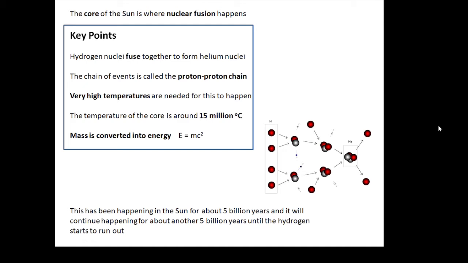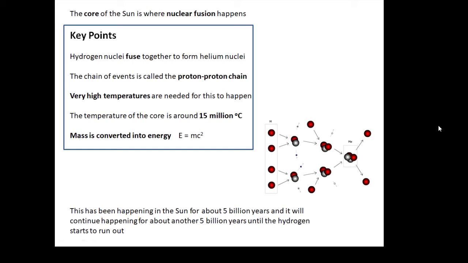The core of the sun is where the interesting stuff happens. This is where nuclear fusion happens. Now, the key things to remember about nuclear fusion. Fusion means joining together. Hydrogen nuclei fuse together to form helium nuclei. The chain of events is called the proton-proton chain, which I'm not going to explain to you because you don't need to know about neutrinos and things.